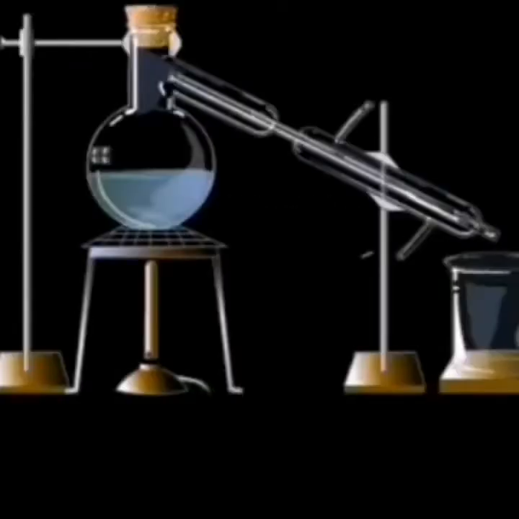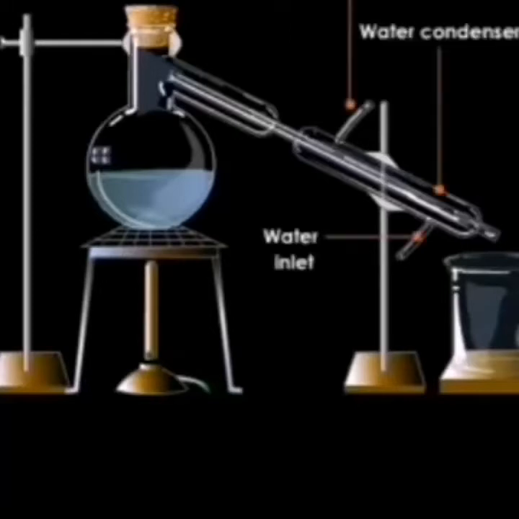Distillation. Distillation is the process of heating a liquid to form vapors and condensing the vapors to form a liquid. It is used to separate two or more substances present in a liquid or for purification of water. The apparatus used for distillation is shown here.